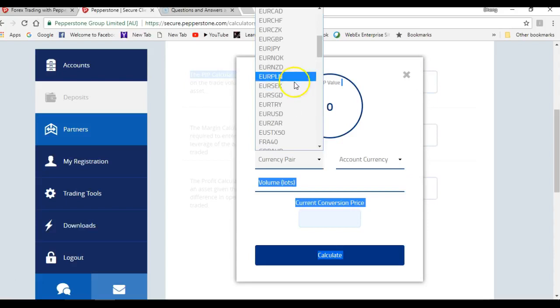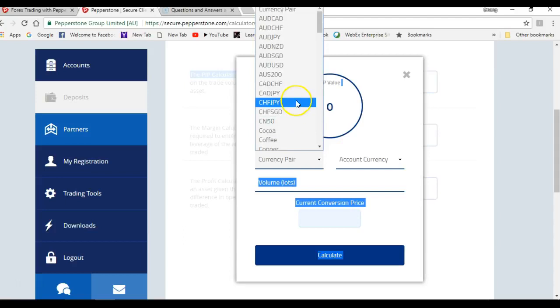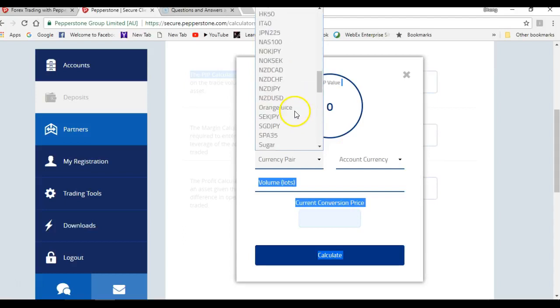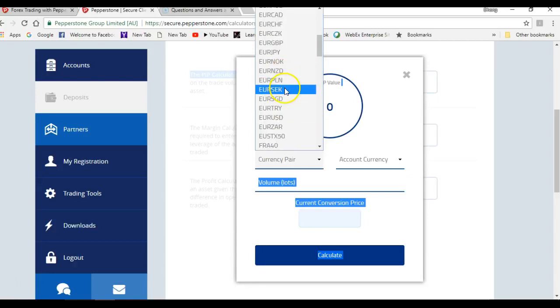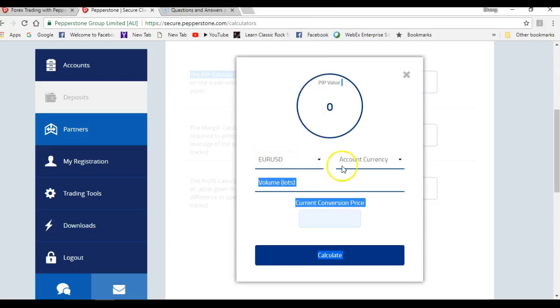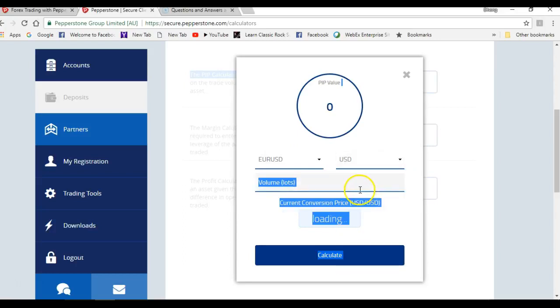All right, so it depends on the currency pair that you are going to use. Let's say I'm going to use Euro USD, Euro US dollar. Gotta find it. Okay, Euro US dollar here, and then the currency that I want is US dollar, so it's easier to calculate.